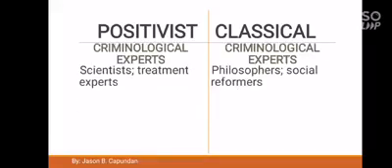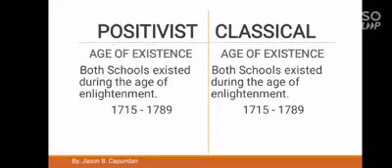The positivist theory was created by scientists or treatment experts, while the classical theory was formulated by philosophers and social reformers. And both theories existed during the age of enlightenment from 1715 to 1789.